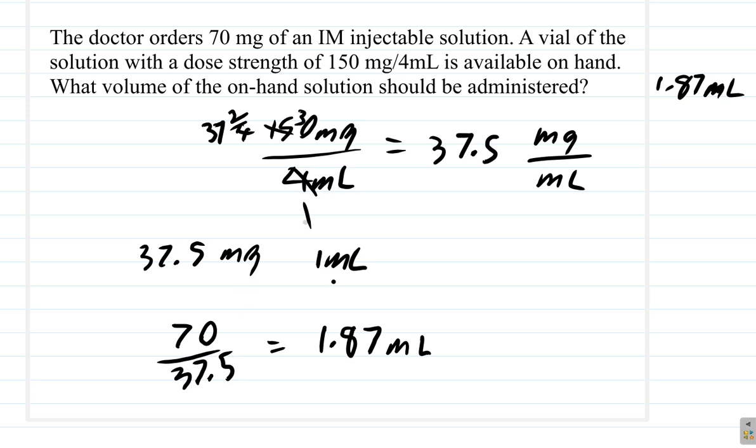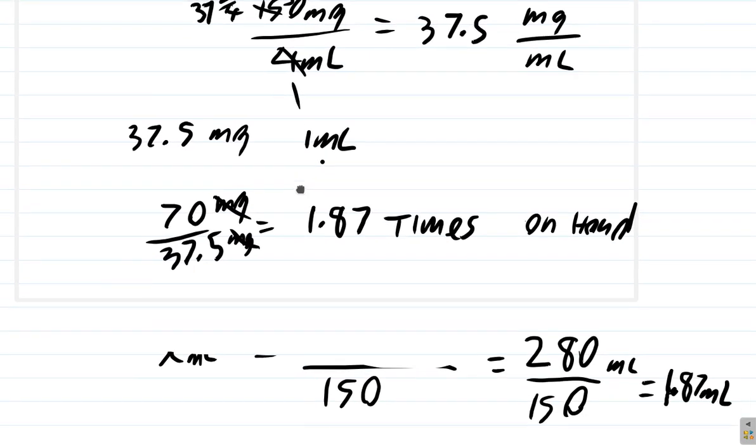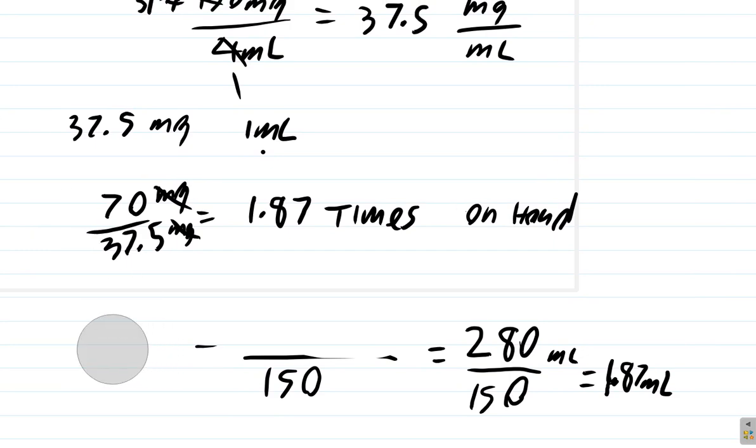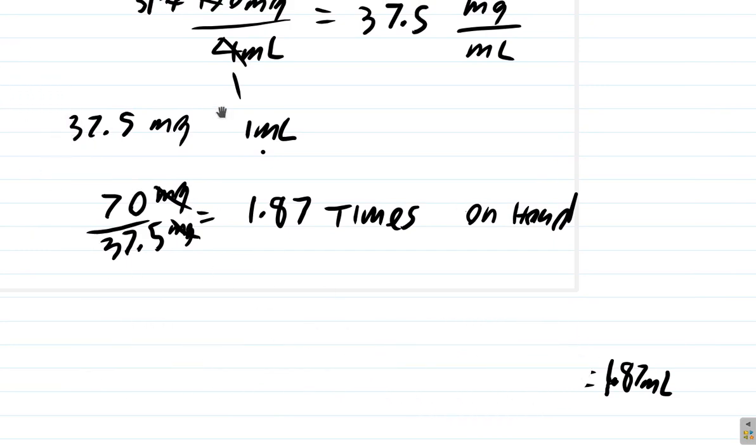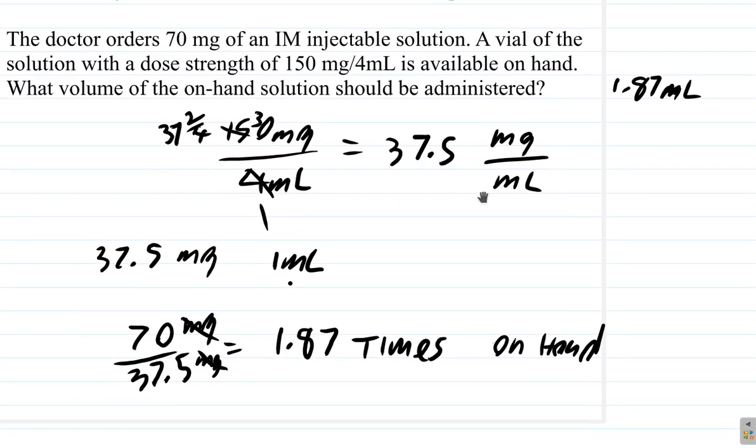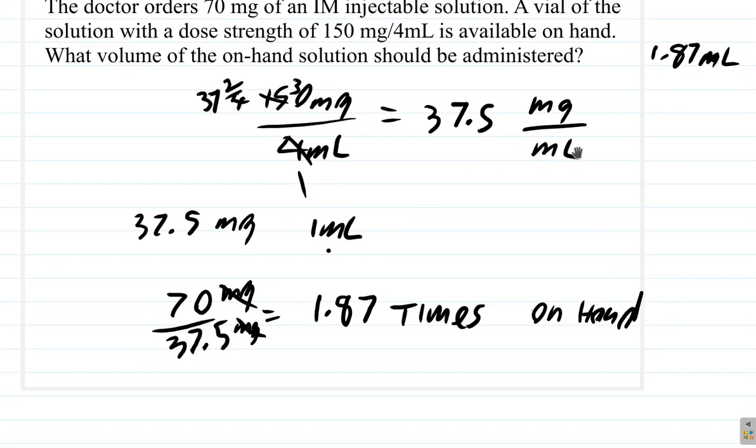Remember the 70. Oh, 1.87 is not milliliters, it's 1.87 times the on-hand dosage. Because remember, 70 is in milligrams, 37.5 is in milligrams, so you're comparing. The units cancel out, so it's 1.87 times. Now remember, we're looking at 1 milliliter. The 37.5 goes out of 1 milliliter.